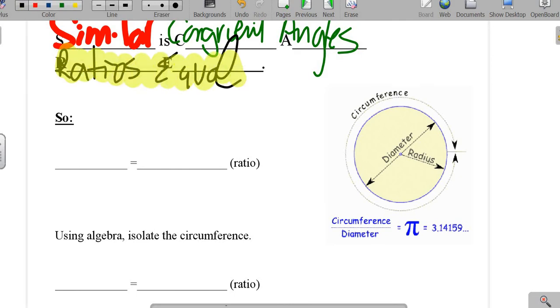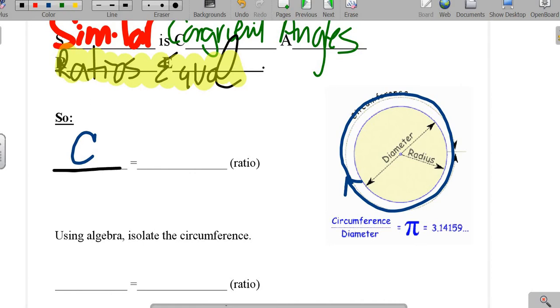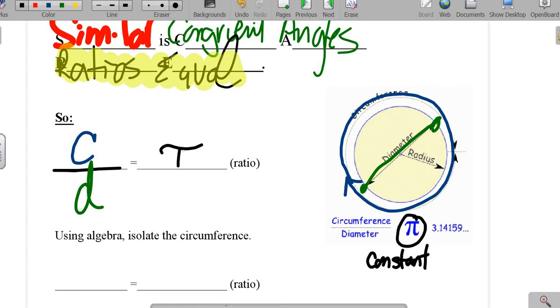And the equal ratio is this. If you take any circumference of any circle and you divide by its diameter, you're going to get the same ratio for every single circle, and that ratio is what we call a constant, and is what we have labeled the constant pi. You guys know it as 3.14159 blah, blah, blah, blah, blah.